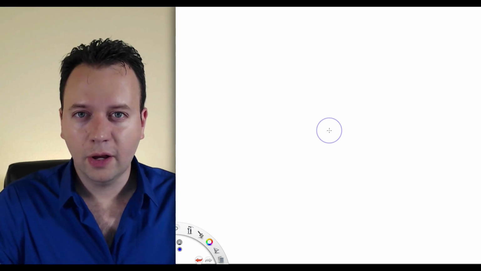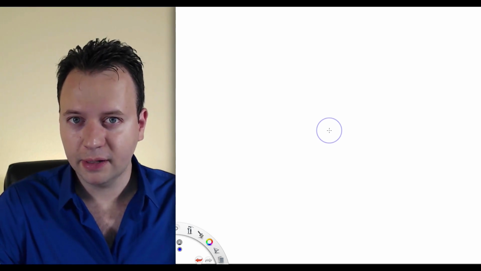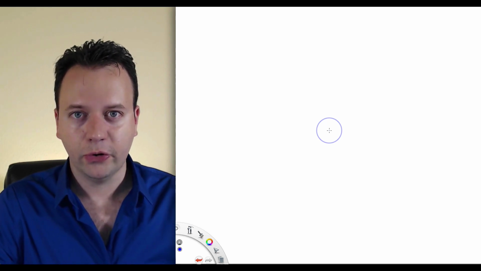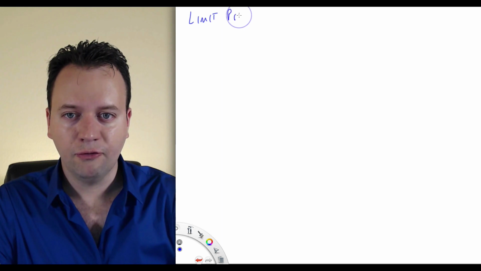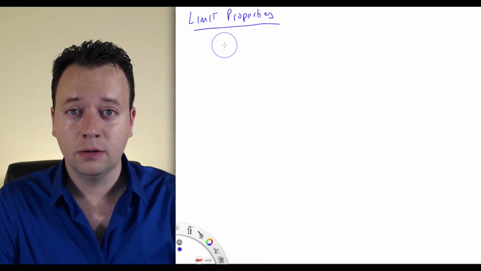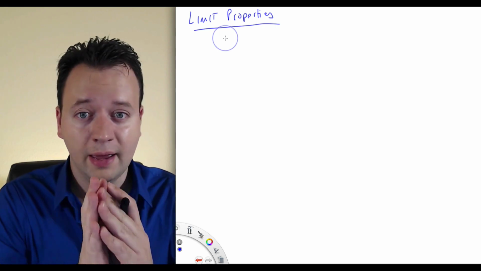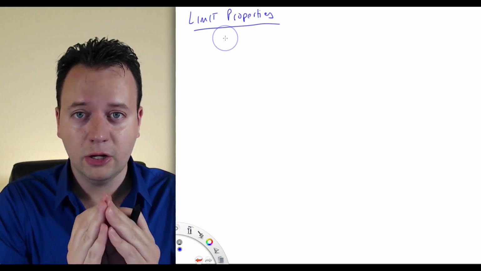Next, we're going to take a look at some basic properties of limits. So these are the so-called limit properties. And for what follows, it's going to be very important to note a condition on each of these statements.